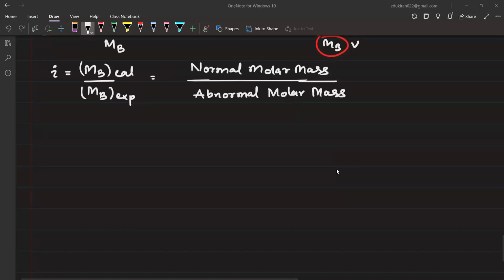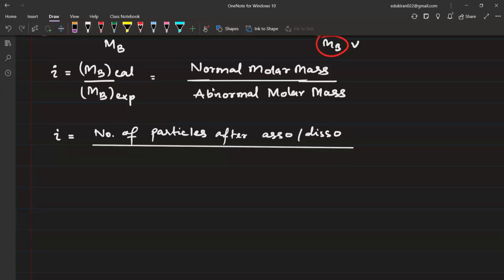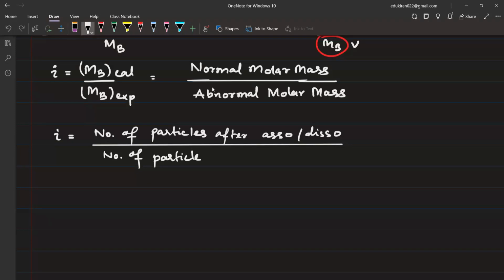Also, i will be equal to the number of particles after association or dissociation divided by the number of particles before association or dissociation.